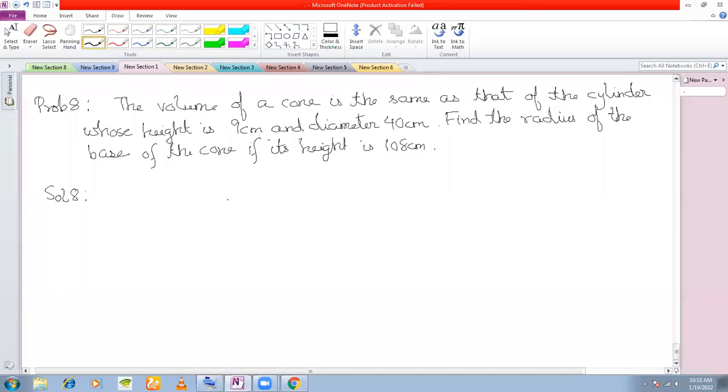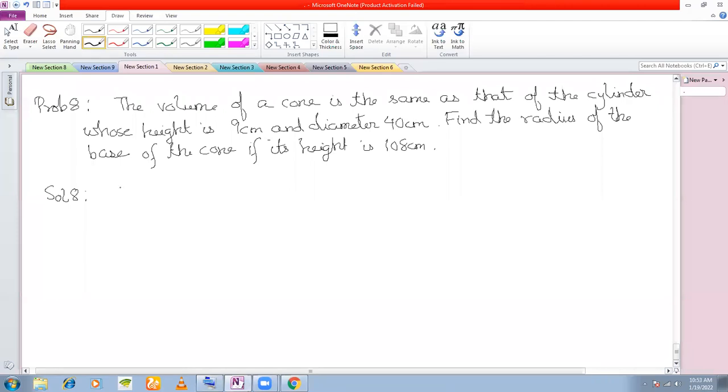The question here states the volume of a cone is the same as that of the cylinder whose height is 9 centimeter and diameter 40 centimeter. Find the radius of the base of the cone if its height is 108 centimeter.